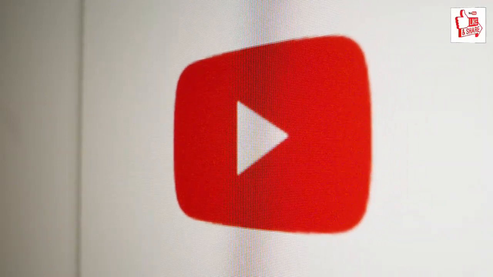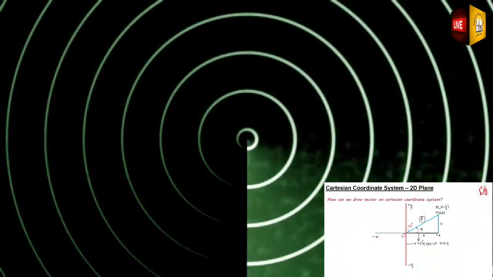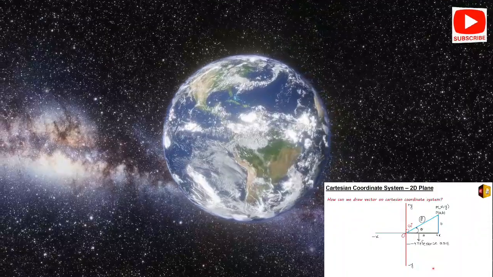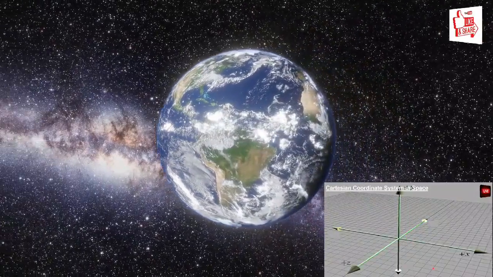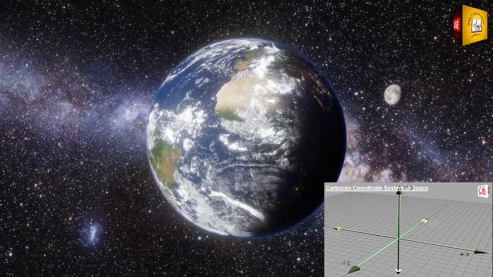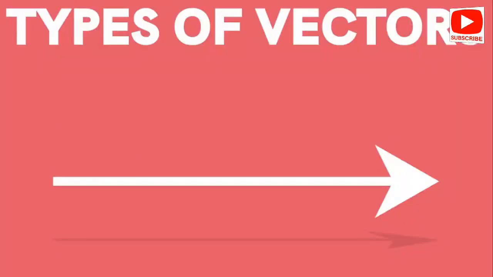Today we will discuss different types of the vector. Before starting, you must know vector and how it is represented in the 2D plane and 3D space. So go to my lecture on 2D plane and 3D space by clicking on the card showing in the top right corner of the screen. So let's start our lecture now.